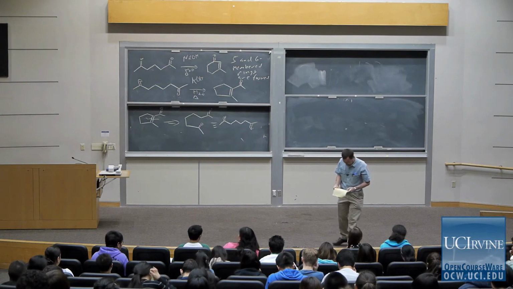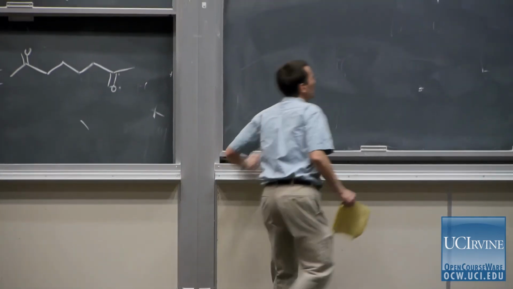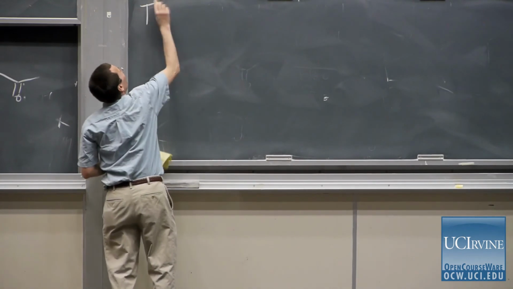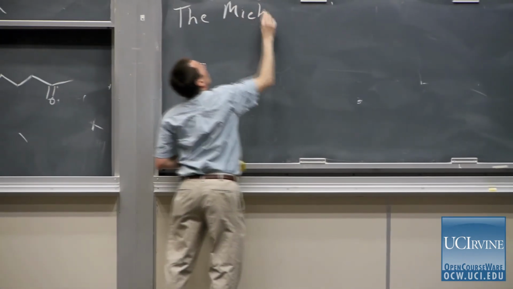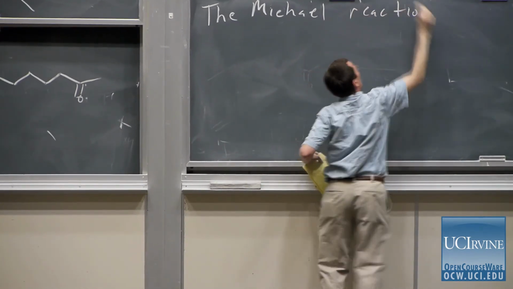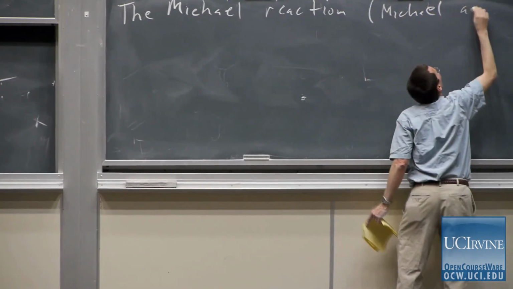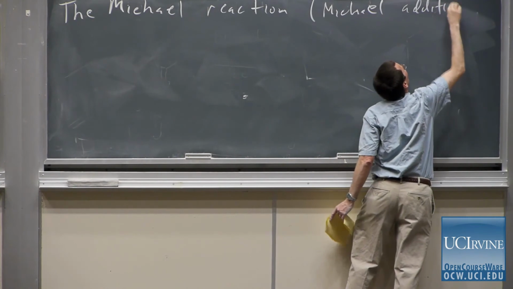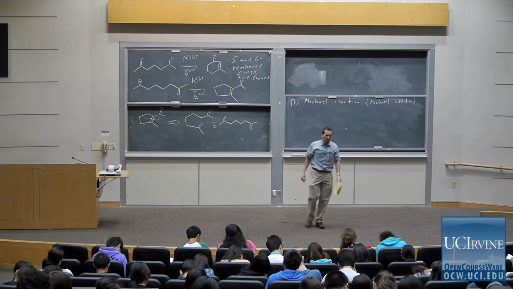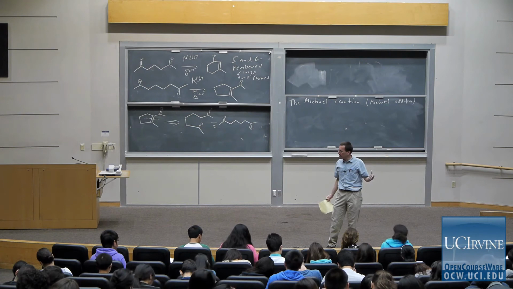It's really pretty cool. All right, this brings me to the second topic I wanted to talk about, the Michael addition. Your textbook calls it the Michael reaction. You'll hear it referred to both ways. That's just a fancy name for the addition of a nucleophile to the beta position of an alpha beta unsaturated carbonyl compound.